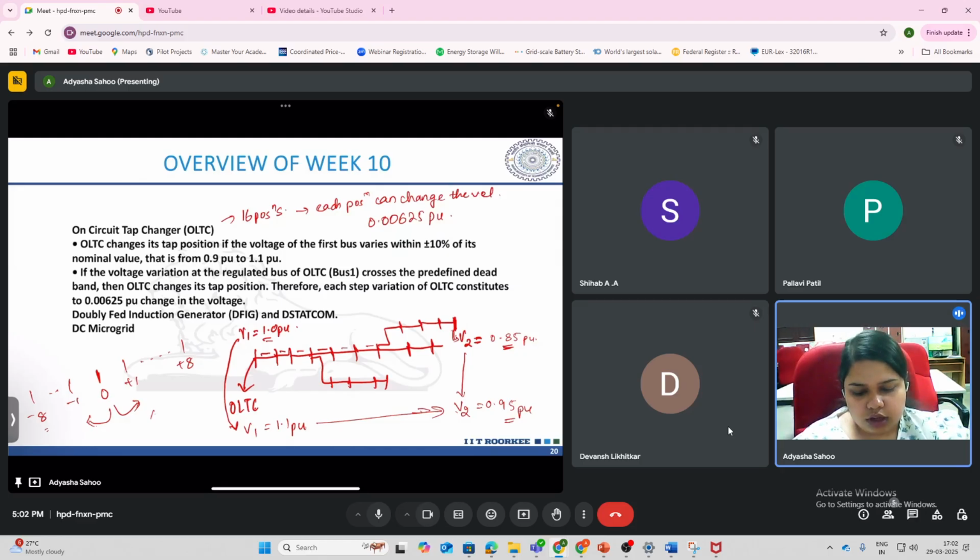Then other sources are your DFIG, that is your wind farm, and DStatCom, and also we are using a DC microgrid. So utilizing all these resources, we'll see how we can coordinate the voltage.